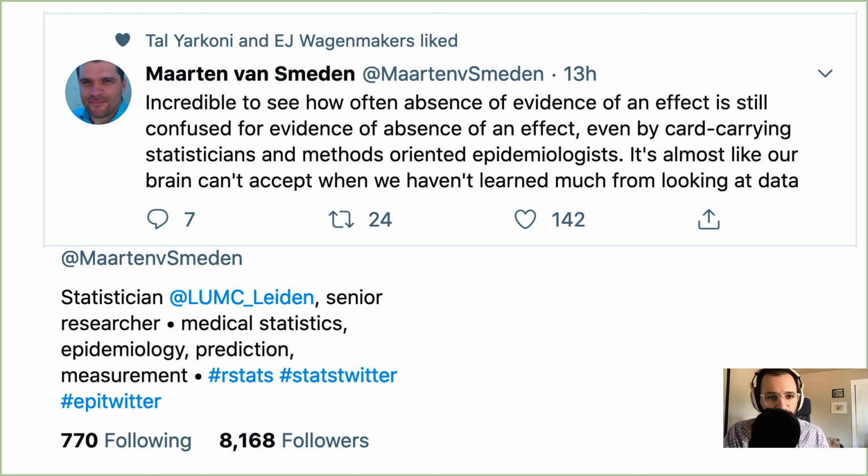He tweeted, "It's incredible to see how often absence of evidence of an effect is still confused for evidence of absence of an effect, even by statisticians or methods-oriented epidemiologists." It's hard for our brain to figure out that when you look at some data set, you actually may not have learned very much. Again, even this first sentence is kind of hard to parse. So he's saying that there is a difference between the absence of evidence for an effect and the evidence of absence of an effect.